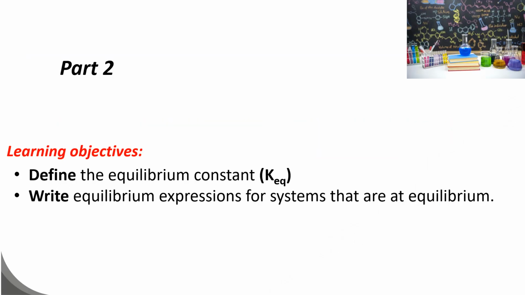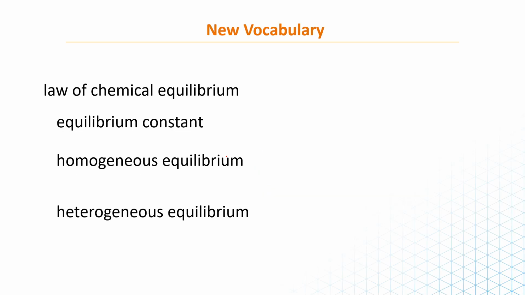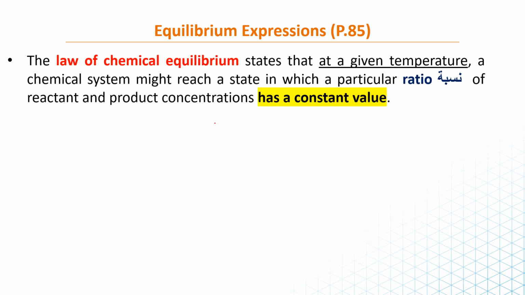Alright, that's the end of part 1. Guys, now we can go and start in part 2. Now part 2 deals with defining the equilibrium constant, K equilibrium, and writing the equilibrium expressions for systems that are at equilibrium. And we'll learn what do we mean by capital K EQ.